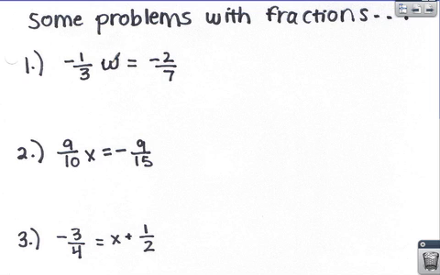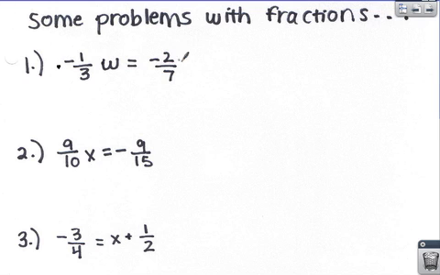So let me say that again. Right now, we are multiplying w and negative 1/3. So I need to divide both sides by negative 1/3. Now, if you recall, when we divide by fractions, we actually can multiply by the reciprocal. Think about what you've learned in pre-algebra when you're dividing by fractions. Don't you multiply and flip the second fraction upside down? You're multiplying by the reciprocal.